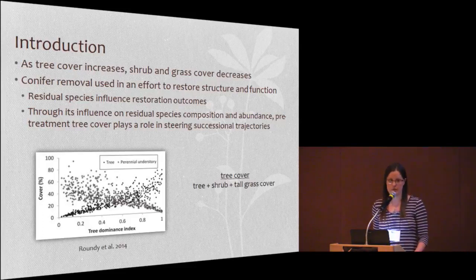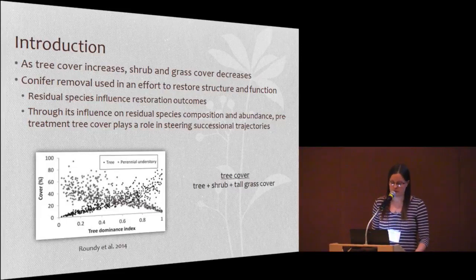So conifer removal has been used in an effort to restore structure and function to these systems, but residual species that are present on the site at the time of restoration are very important in steering succession following tree removal. Through the influence that tree dominance plays on the understory vegetation, it's important in steering succession.